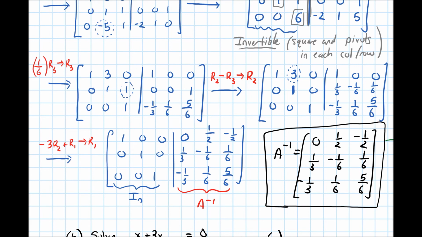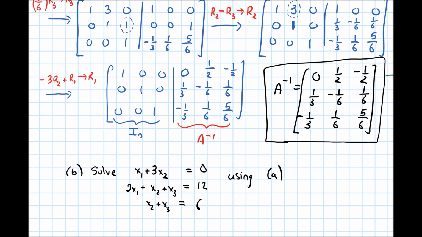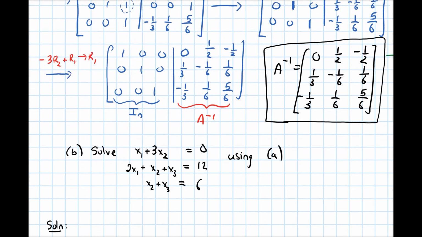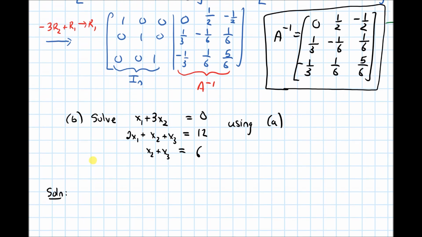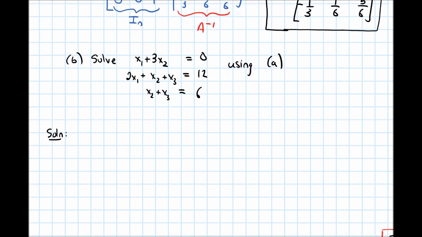Okay, so let's take a look at part B of this example and see how we can use the inverse. Why is this even useful to us? So let's solve this linear system using part A. I don't want to do this, for example, by forming an augmented matrix. I want to use part A to help me. I want to do this without any sort of row operation.